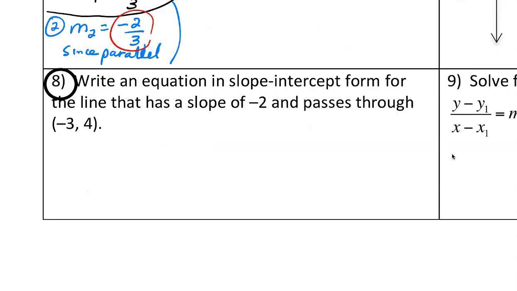Number 8 is one for you to try out. Write an equation in slope-intercept form, where the slope is given and it passes through negative 3, 4. So you can try to figure out how to do that, number 8.